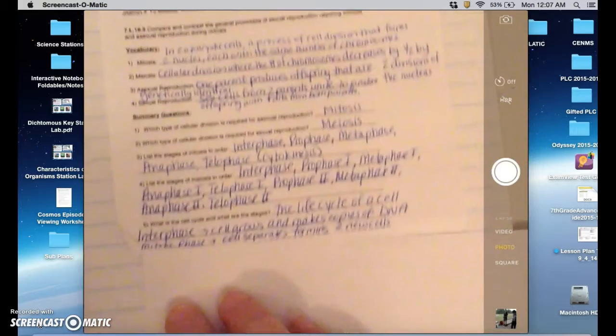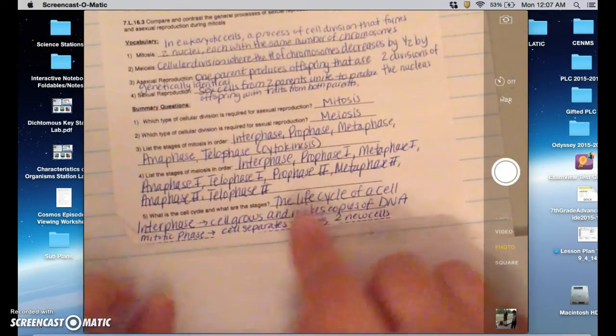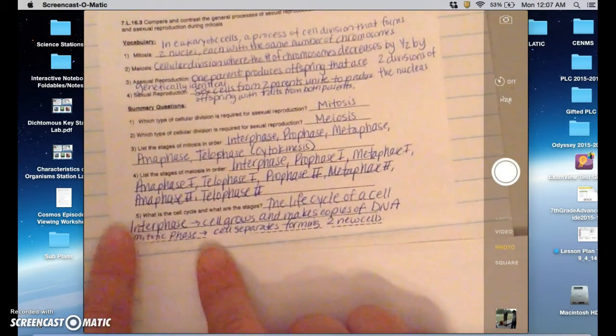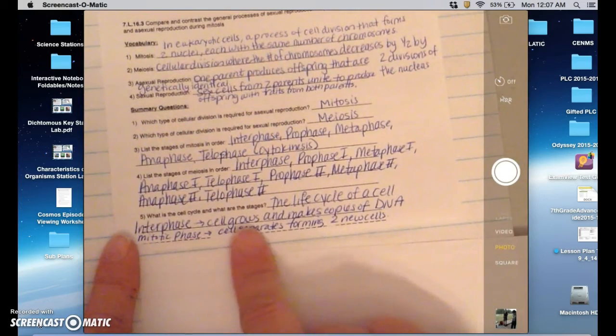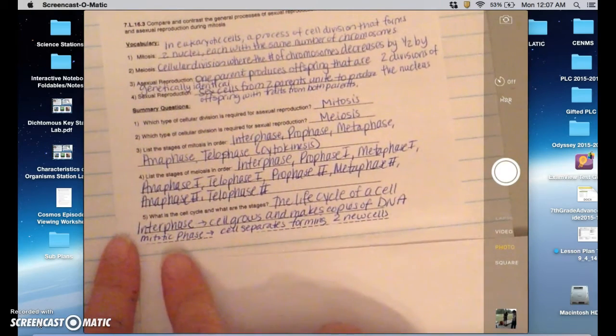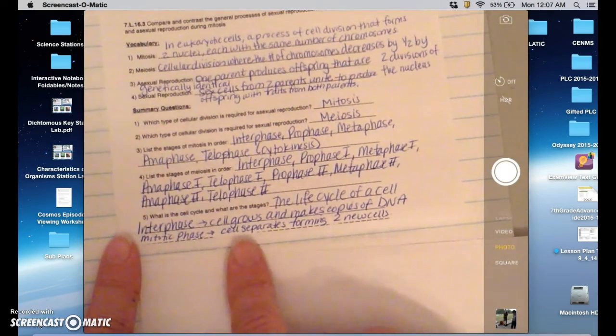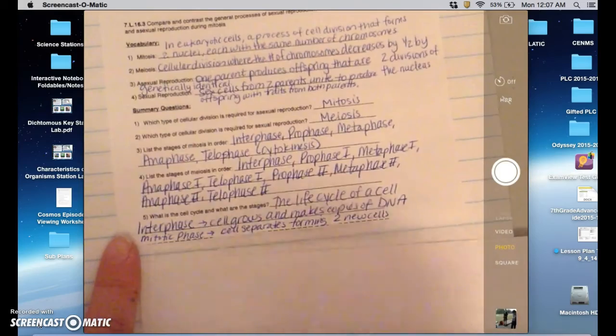What is the cell cycle and what are the stages? The life cycle of a cell is interphase, where the cell grows and makes copies of DNA. In the mitosis phase, which is where the cell separates, forming 2 new cells.